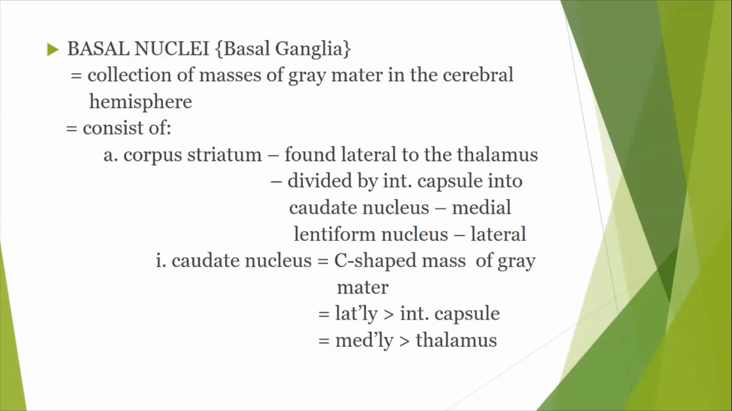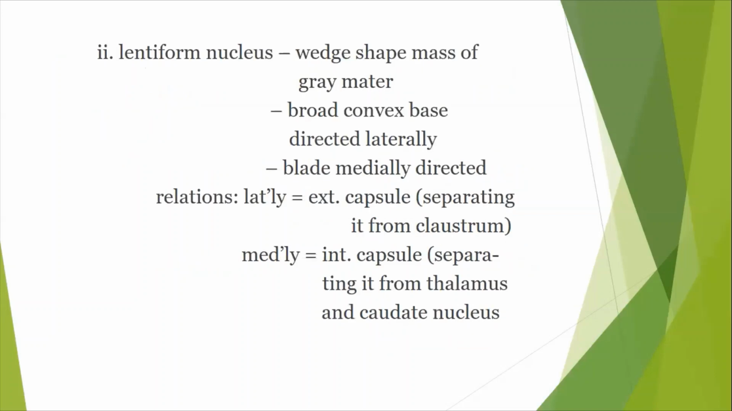Another structure is your basal nuclei. These are also known as your basal ganglia, which are collections of masses of gray matter in the cerebral hemisphere. This will consist of the corpus striatum found lateral to the thalamus, divided by the internal capsule into the caudate nucleus medially and the lentiform nucleus laterally. So your caudate nucleus is a C-shaped mass of gray matter, which laterally has the internal capsule, and medially it will be related to the thalamus.